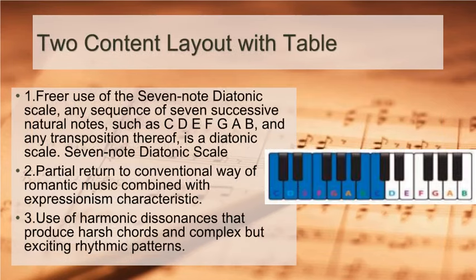First, freer use of the 7-note diatonic scale. Any sequence of 7 successive natural notes, such as C, D, E, F, G, A, B, and any transposition thereof, is a diatonic scale. Second, partial return to the conventional way of Romantic music combined with Expressionism characteristics. Lastly, the use of harmonic dissonances that produce harsh chords and complex but exciting rhythmic patterns.